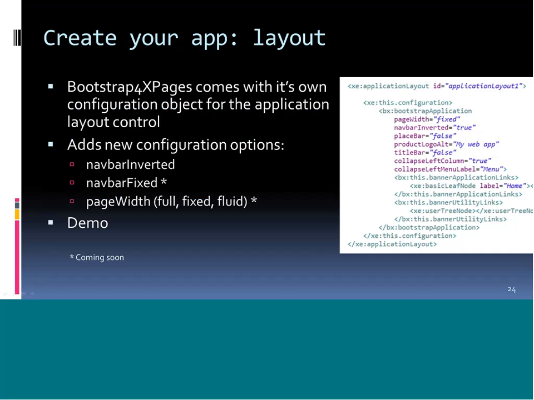And I've mentioned a few of those here, like navbar inverted, which is a property which tells Bootstrap to load the inverted navbar or the static navbar. There's also a property coming soon called navbar fixed, which gives you a fixed navbar at a fixed position at the top of your screen. And there's a property called page width, which defines the page width model that your application uses. And I'll show you a demo of this.